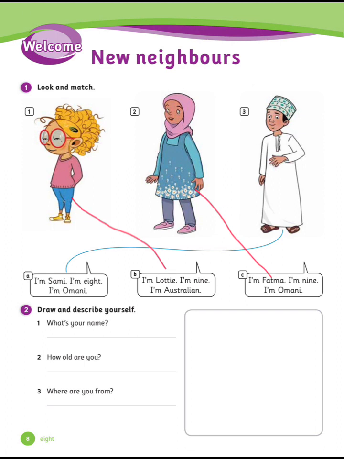Exercise number 2. Draw and describe yourself. Draw yourself in this box. Then answer these questions. Number 1. What's your name? Write your name here. Number 2. How old are you? Write your age here. Number 3. Where are you from? Write the name of your country here.